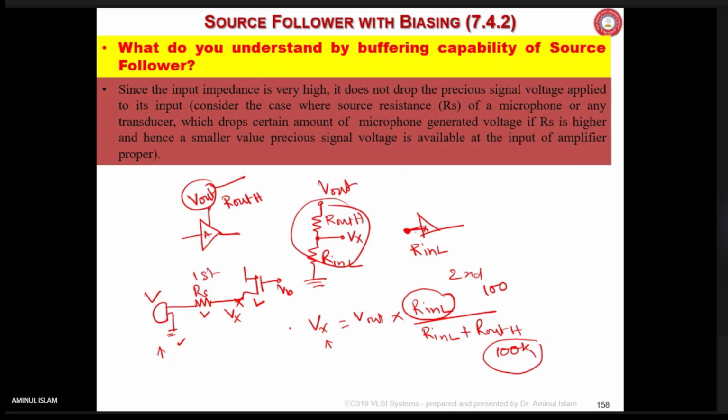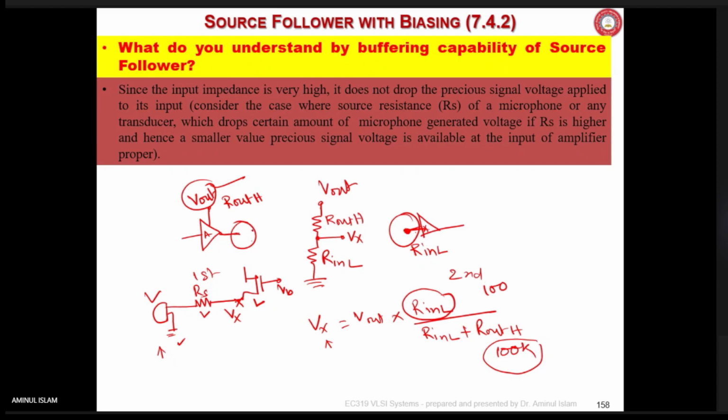Instead of that, if you connect an amplifier like a buffer stage, which we are discussing, that source follower. The source follower has a high input impedance, and here the output impedance is very low. So the matching is occurring here as well as here. So a drastic change, or a drastic drop, is not going to occur. Is it understood?